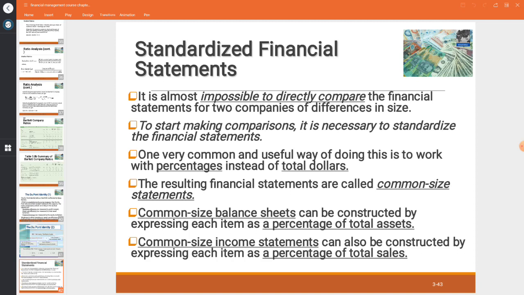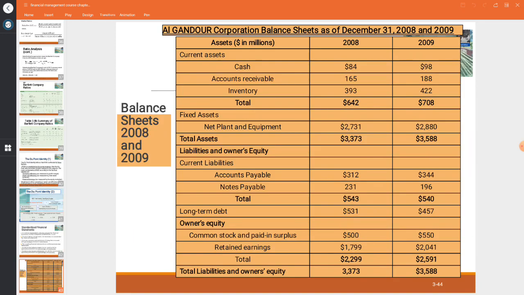We can do the same using the income statement by determining a common size income statement. It is constructed by taking each element in the income statement as a percentage of total sales. But when we convert the normal balance sheet and income statement into a common size balance sheet and a common size income statement, this process is called standardizing the financial statements.